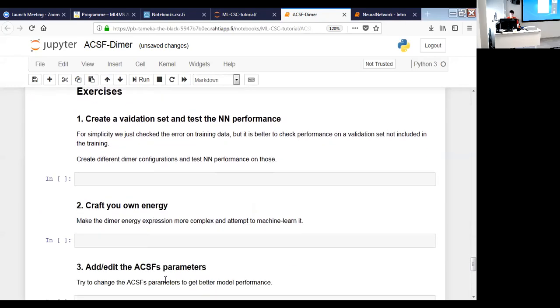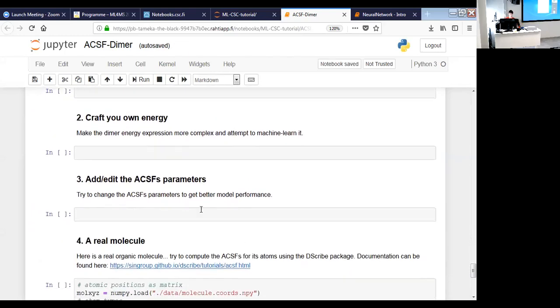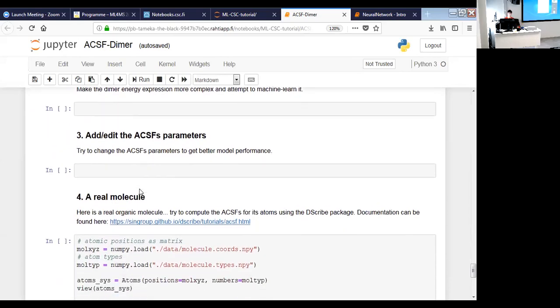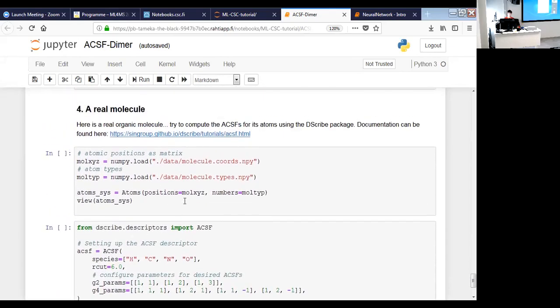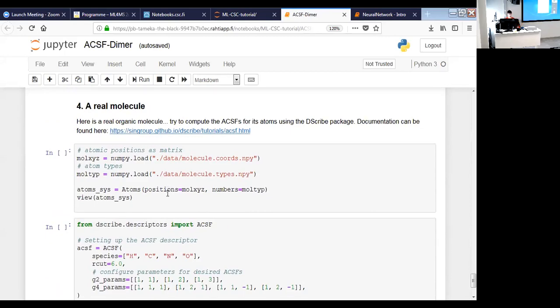Exercises would be: try to change the energy expression, try to fit something a little bit more weird. You can try to create a validation set out of this and train it properly on the training set and check performance on the validation set. You can try to add or remove atom-centered symmetry functions. Or you can try to have it compute the ACSFs on a real molecule. Of course, training it is a different story.